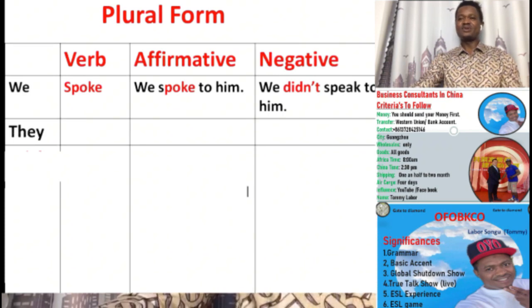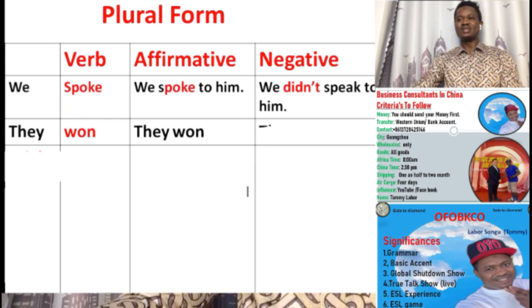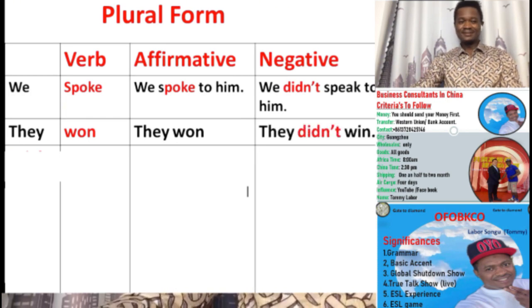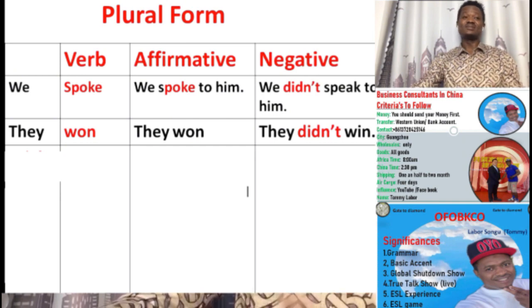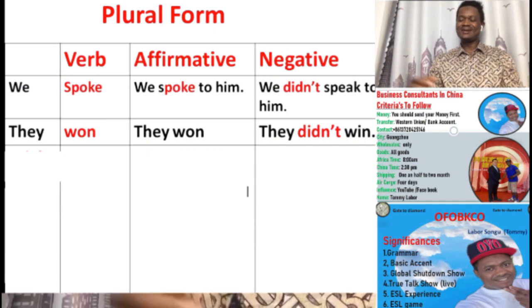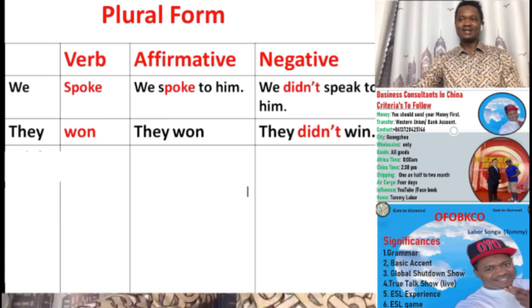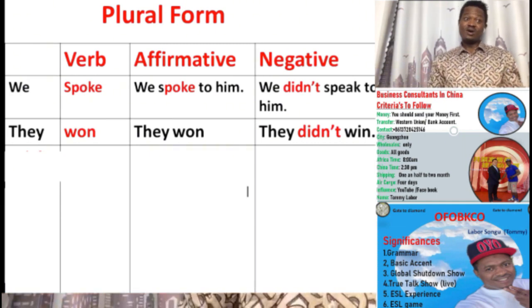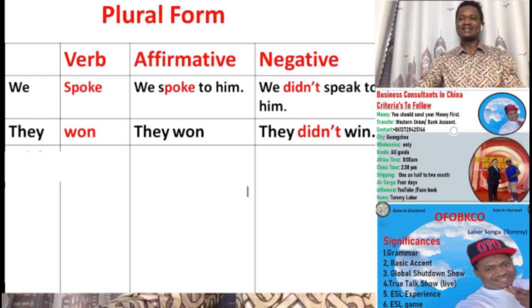They, the plural form. So the verb is won. The affirmative form is: they won. The negative form is: they didn't win. You have to see the verb is in the base form, win. So, they didn't win. We won.